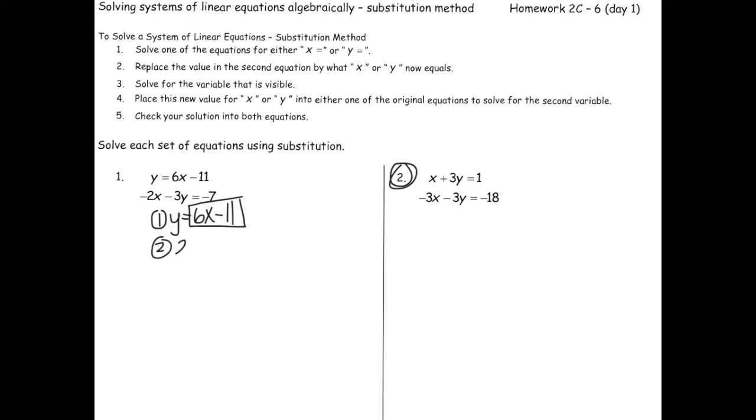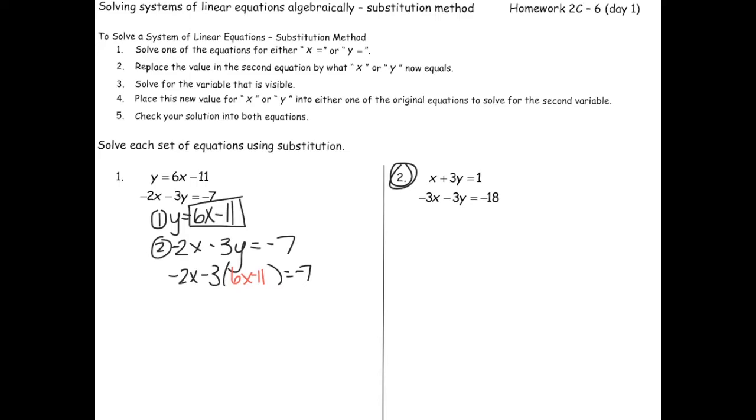So you're going to take that and you're going to plug 6x minus 11 into the other equation, negative 2x minus 3y is equal to negative 7. So now wherever you see y, we know that y is equal to 6x minus 11, so you're just going to plug in 6x minus 11 wherever you see y. Okay, so I'm going to put negative 2x minus 3 times 6x minus 11, equals negative 7.